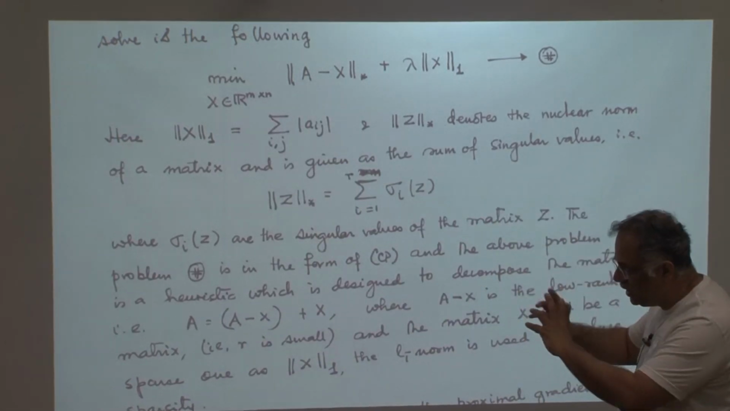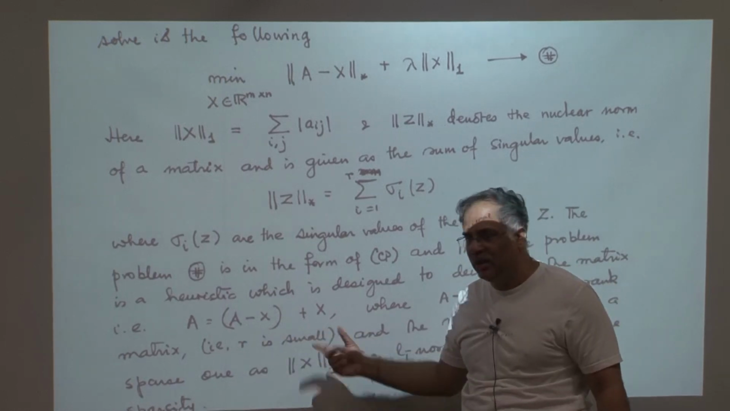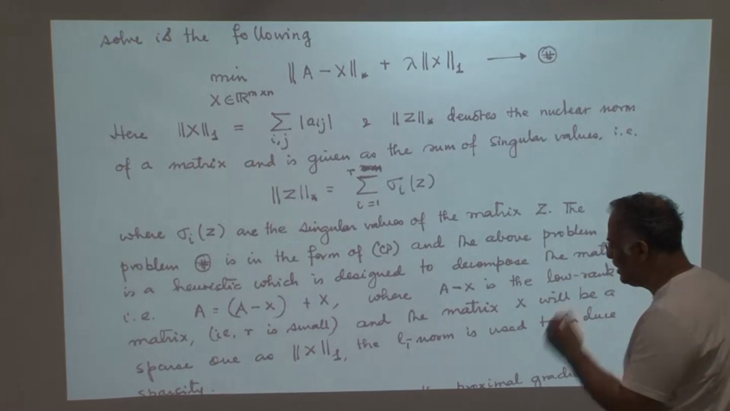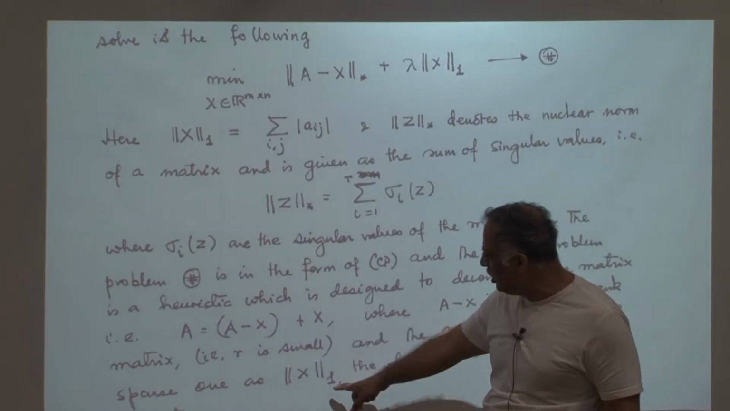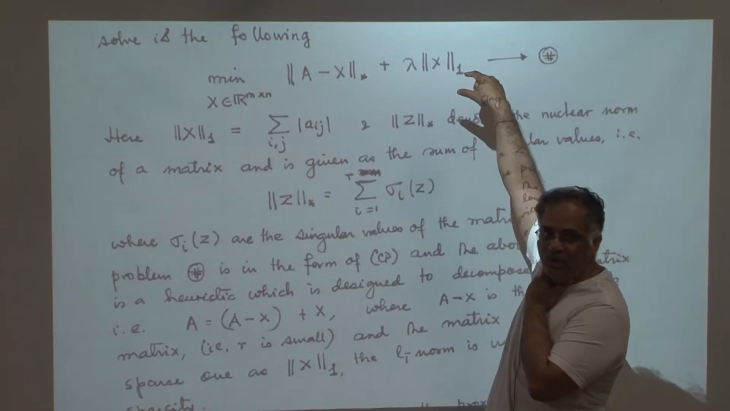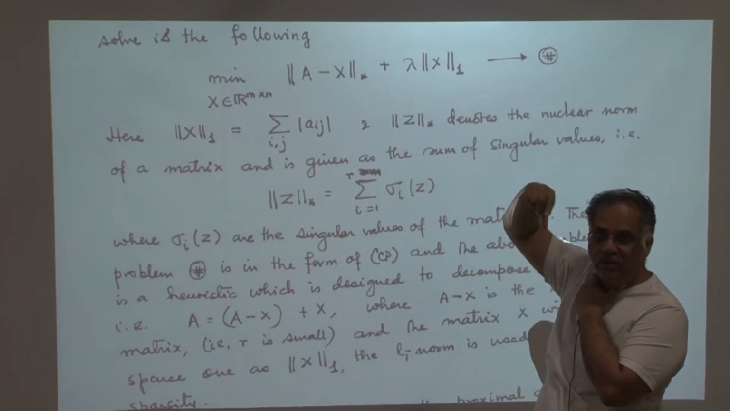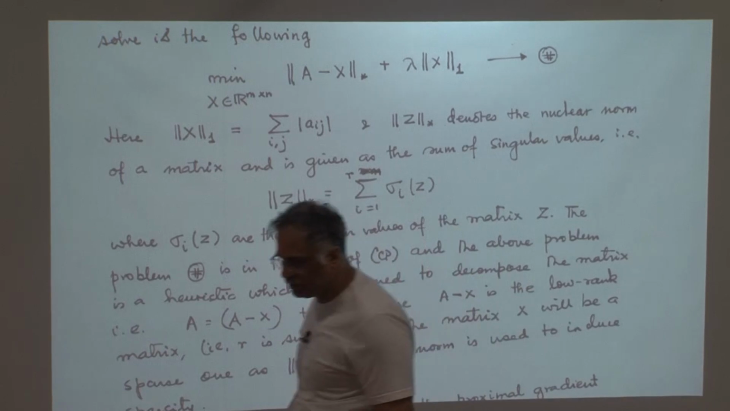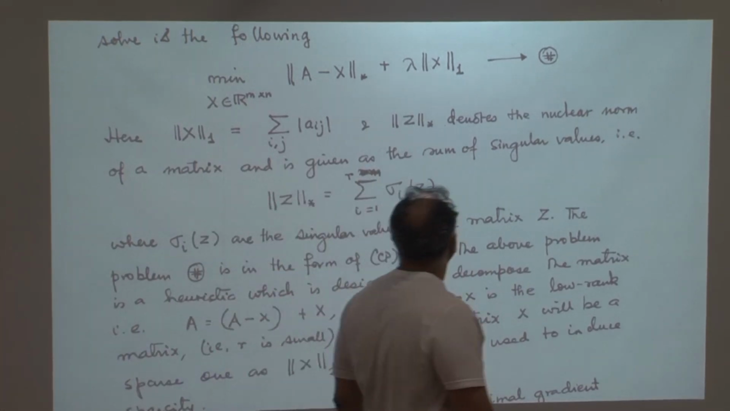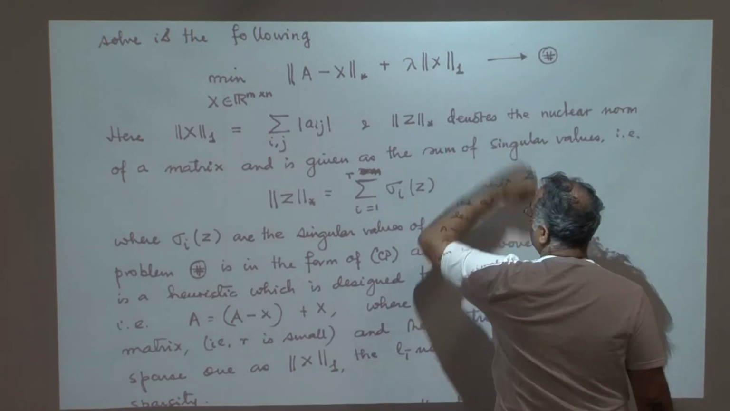So, the idea in your mind intuitively is to break it up like this. So, this is your small rank matrix, and this is a sparse matrix, because if you minimize the one norm, you actually get a sparse solution. So, sparsity is introduced by this one norm.